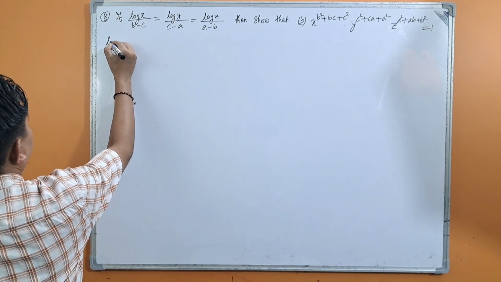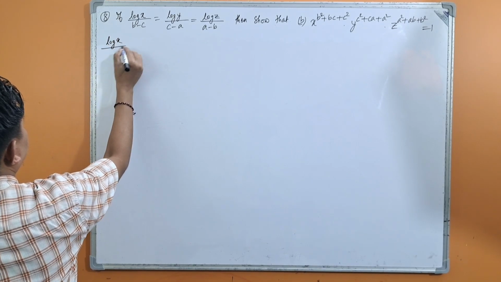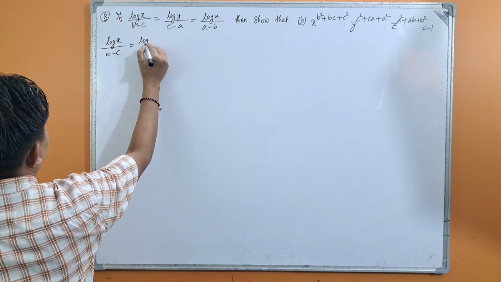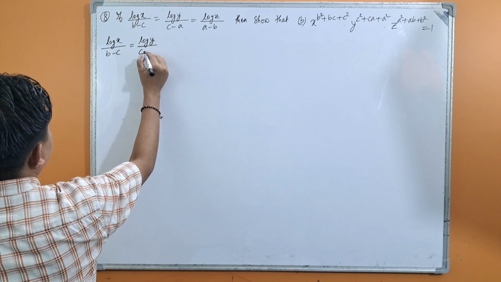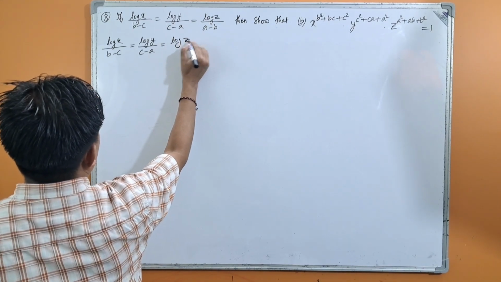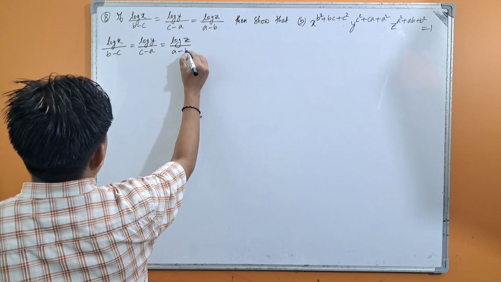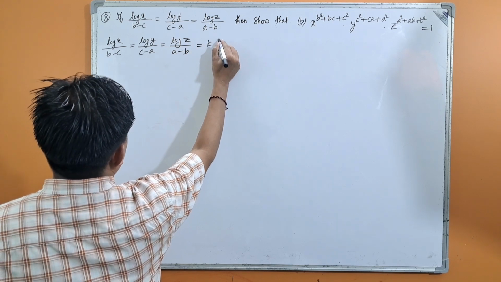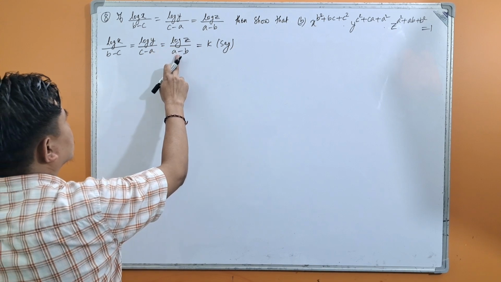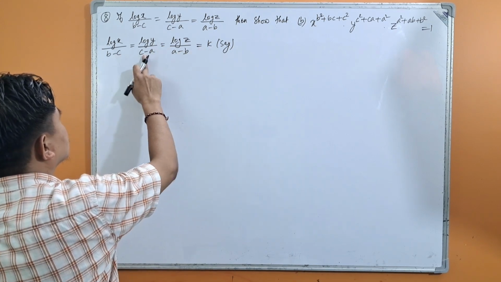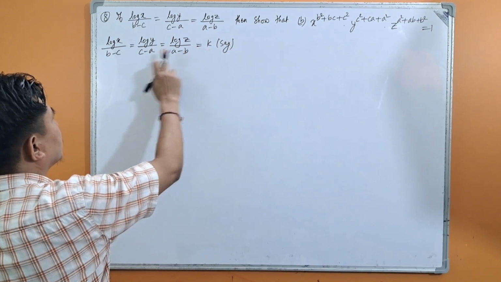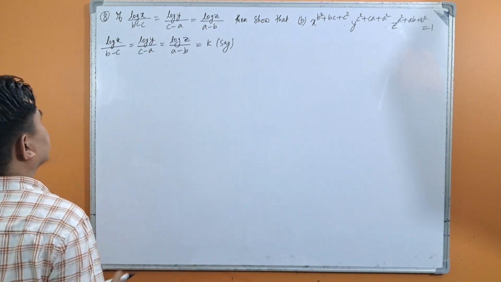Or log x upon b minus c equal to log y upon c minus a equal to log z upon a minus b equal to k, say. Okay, so this is equal to this, and this is equal to this, and this is equal to k. All these three terms are equal to each other, and this is equal to k. Means this must be equal to k, and this is equal to k, and this is equal to k.